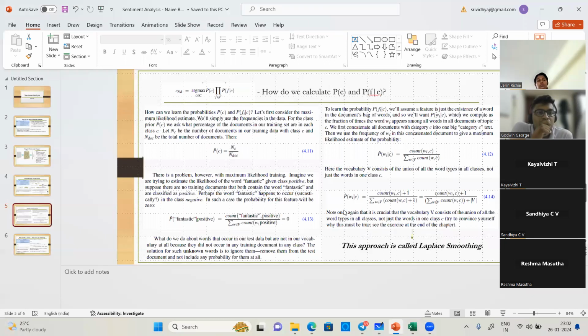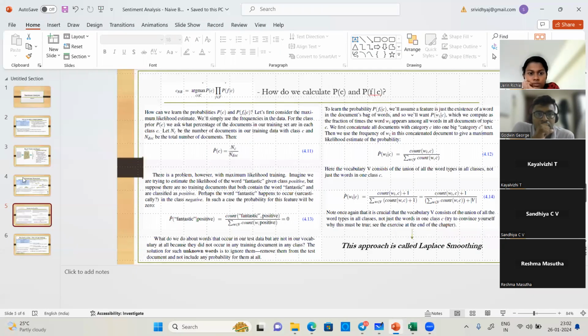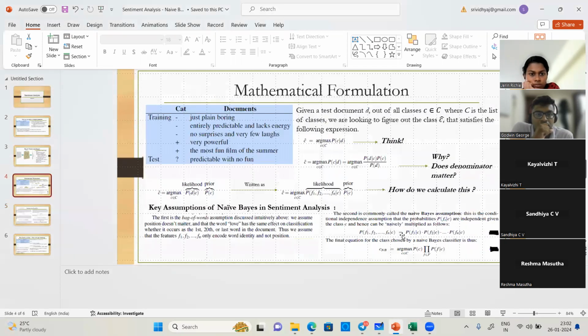So our focus here, in this example, is just to calculate this bit, P of F1 given C times F2 given C, all the way up to Fn given C. P of C, we understand, is very easy to calculate. We did that here, right? Probability of negative is 3 by 5. Probability of positive is 2 by 5. So P of C is very, very easy. The challenge is to calculate F1 given C, F2 given C, Fn given C.